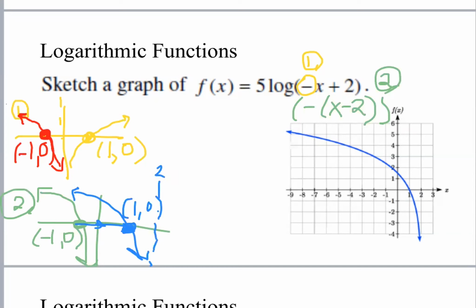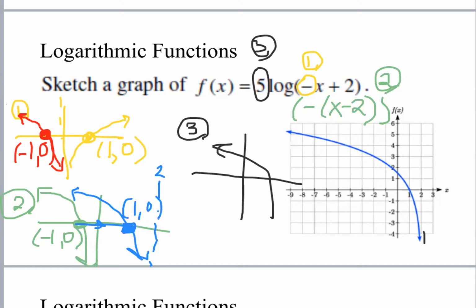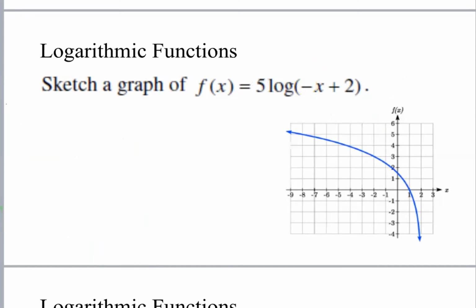Last piece we're going to address, I'll get a different color, is this 5. What the 5 does is it now stretches it up. Before it was going through that point, going like this, and now we would stretch it so that it hits at that 5 point and takes a lot longer. So we're still looking at this 1, 0. We've still got that asymptote line, and we're stretching it up. Okay, and that's my finished example there.